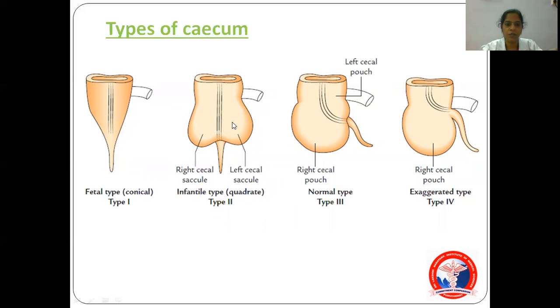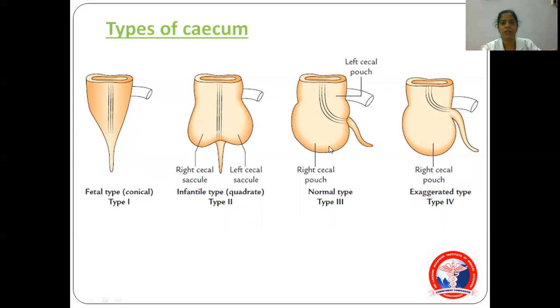The next type is also called the infantile type or type 2 cecum. It is also called the quadrate type. You can see it is quadrate in shape. You can see 2 sacules on either side, the right cecal sacule and left cecal sacule.